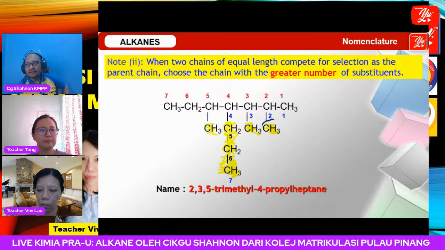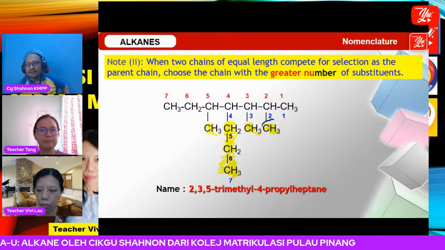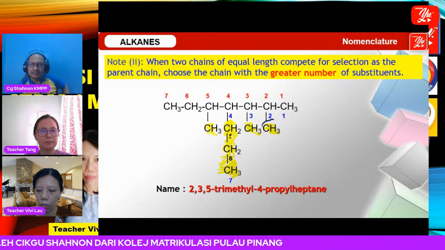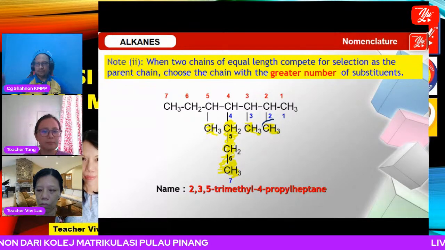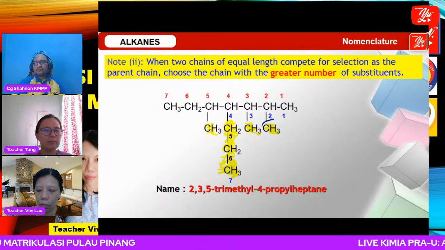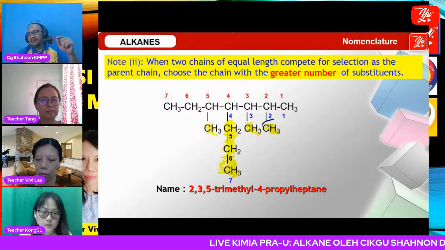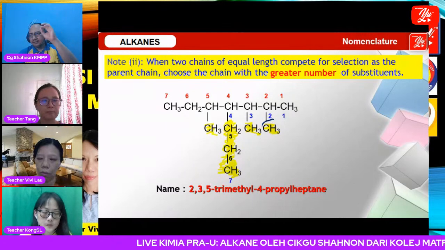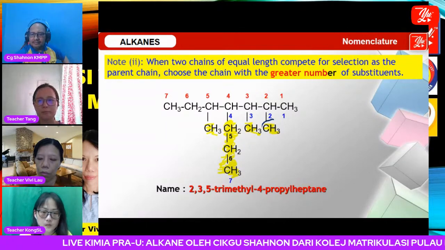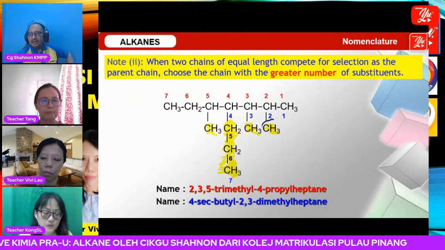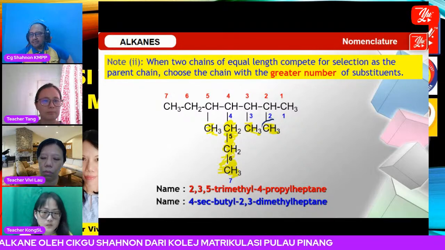I color it with what color? Okay, yellow. We have 4 substituents, 3 methyl and 1 propyl. Okay, and look at this. 1, 2, 3, 4. The blue color.